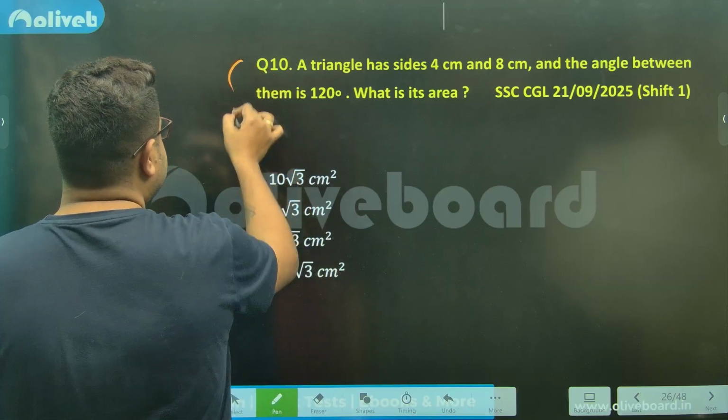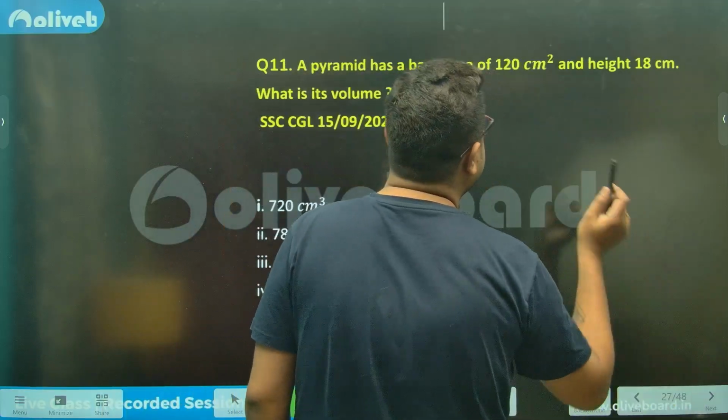Okay, no, this is not the question. This is a 2D mensuration question. My typist has made an error.